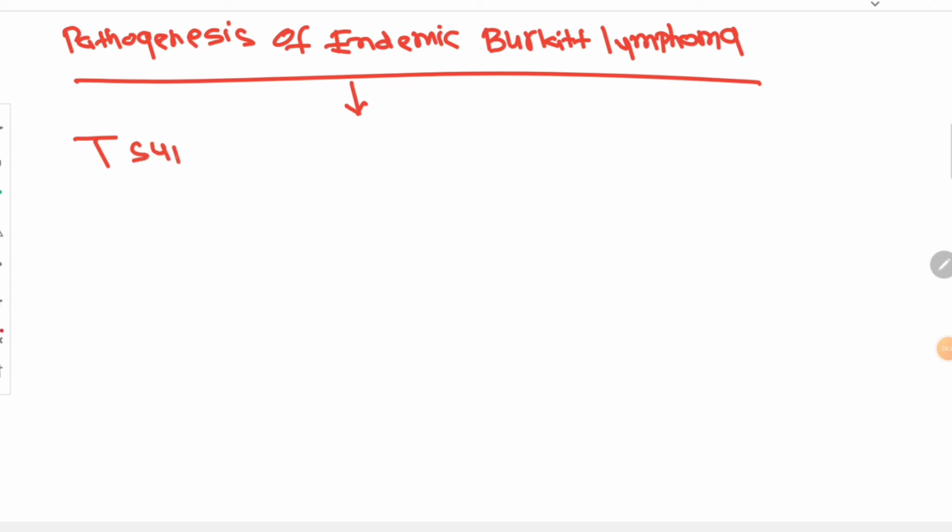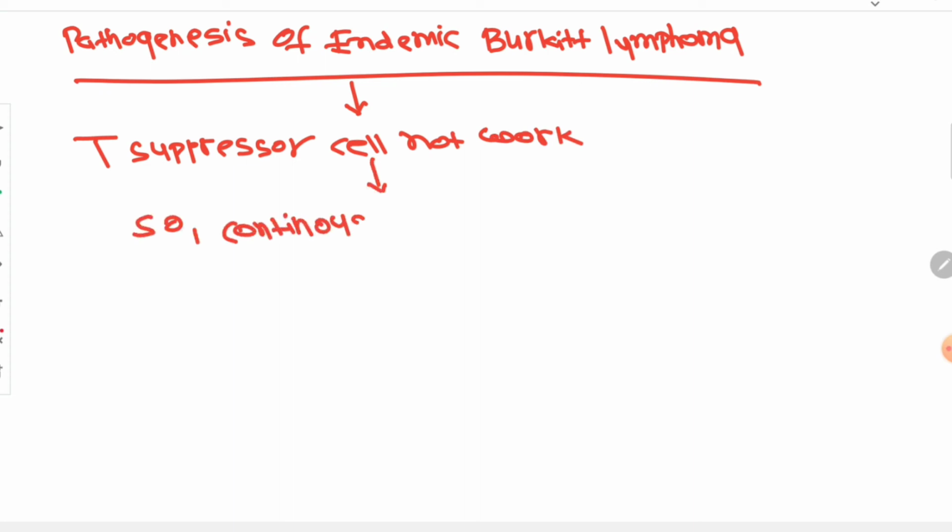Alright. Now pathogenesis of endemic Burkitt lymphoma, African type of Burkitt lymphoma. So here the T suppressor cell will not work. If the T suppressor cell is not working, then B cell will continuously proliferate. The suppressive effect of T cell is lost.